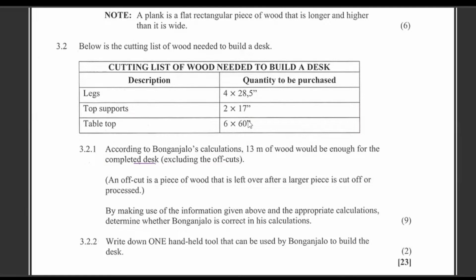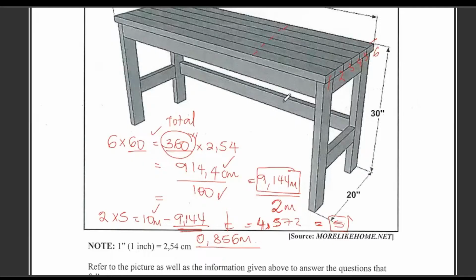By making use of the information given above and appropriate calculations, determine whether Bonga Njalo is correct. Now, here we're going to see. We need 4 legs and 4 times this. This is the size of the legs. Okay? The legs.